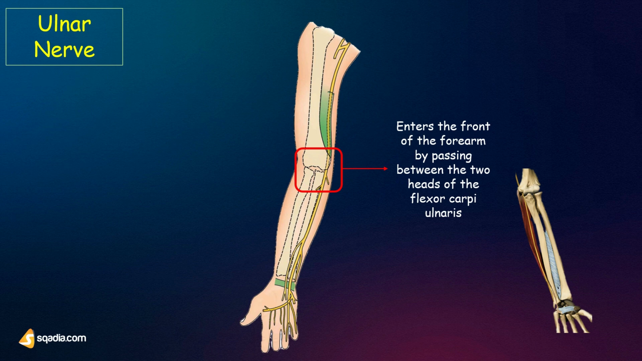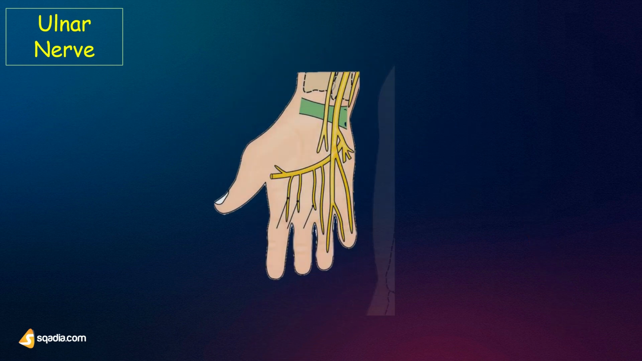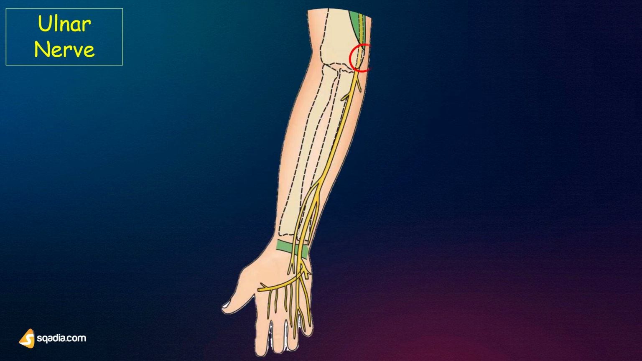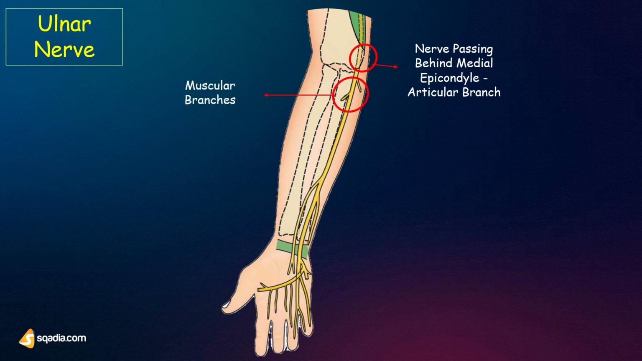It passes behind the medial epicondyle of the humerus, crosses the medial ligament of the elbow joint, and enters the front of the forearm by passing between the 2 heads of the flexor carpi ulnaris. The ulnar nerve enters the palm by passing in front of the flexor retinaculum and lateral to the pisiform bone. This nerve also gives 4 branches.